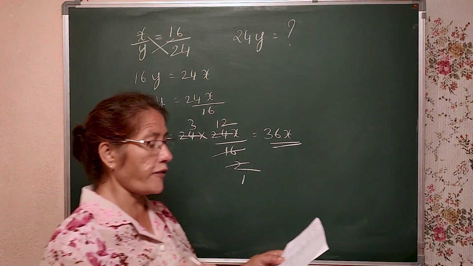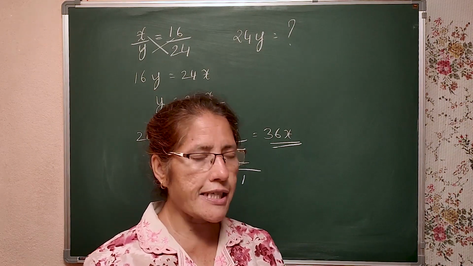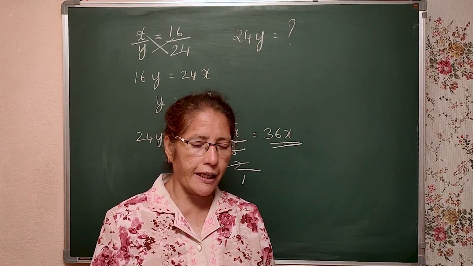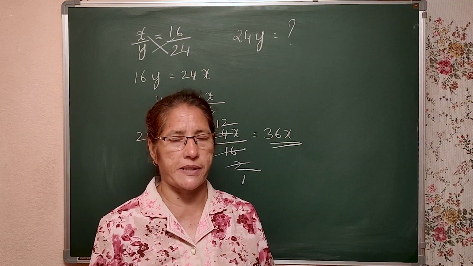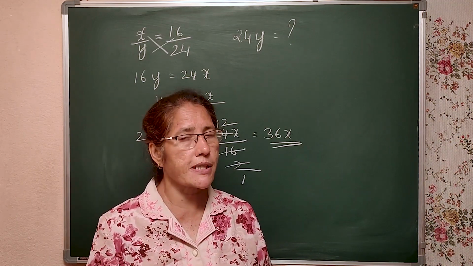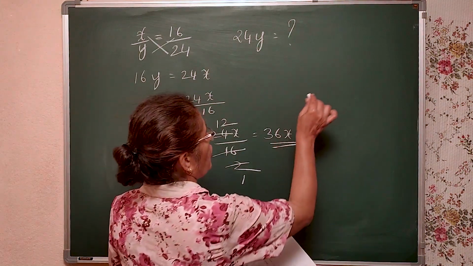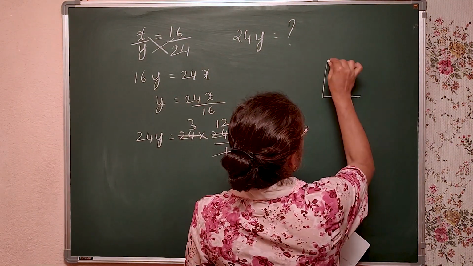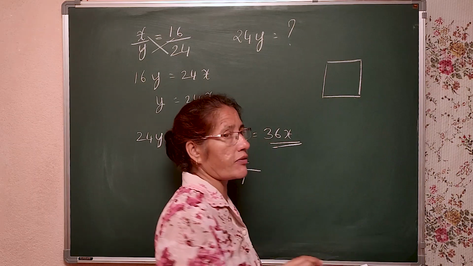If the side of a square is increased by 20%, the area of the square will be increased by what percent? Square means all the sides are equal. Let me draw the square. Side of the square is increased by 20%.